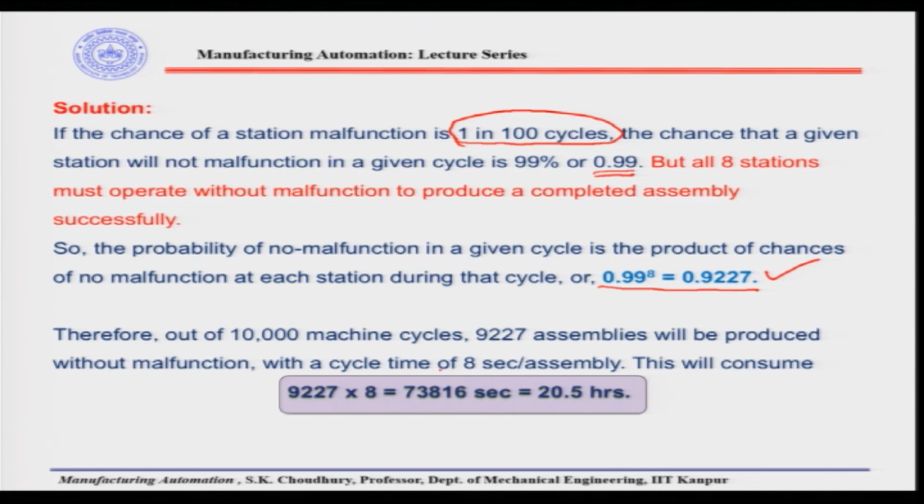And the cycle time is 8 seconds per assembly, so 9,227 assemblies, each taking 8 seconds, will consume 20.5 hours or 73,816 seconds. So, this is the time taken for assembly if one workstation malfunctions in 100 cycles.